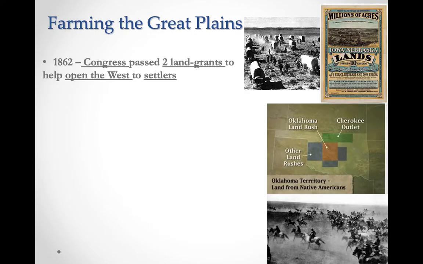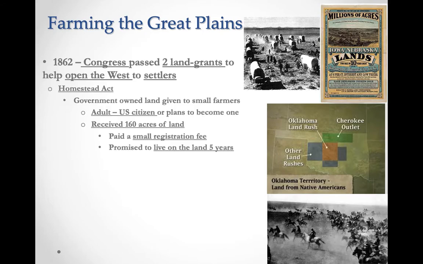The process of farming the Great Plains began in 1862 when Congress passed a series of land grant acts helping to open up the West to settlers and make the process of moving west easier. The first of these laws was known as the Homestead Act. This law gave any adult U.S. citizen the opportunity to gain 160 acres of land from the federal government.